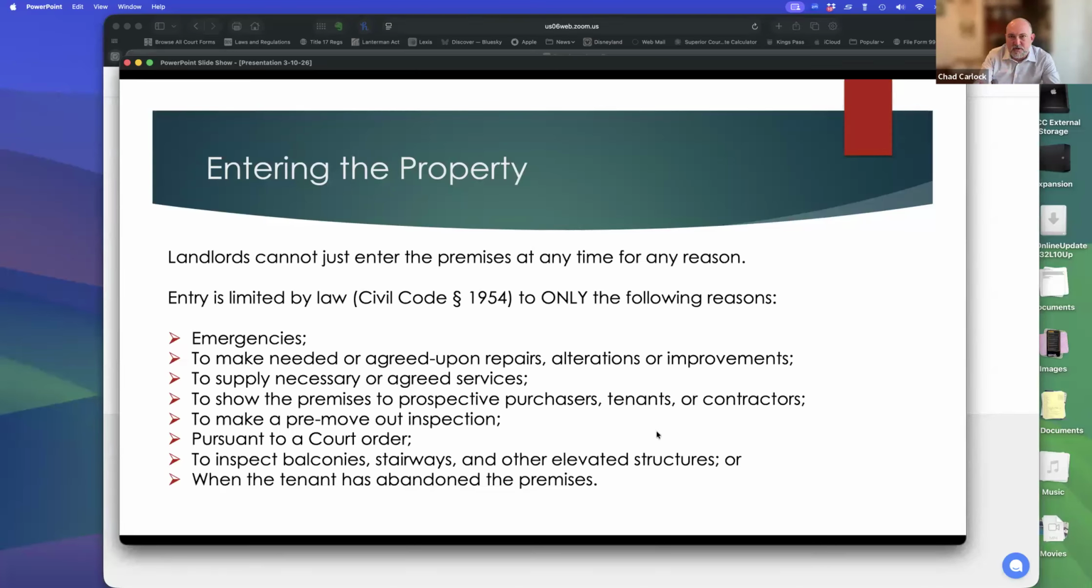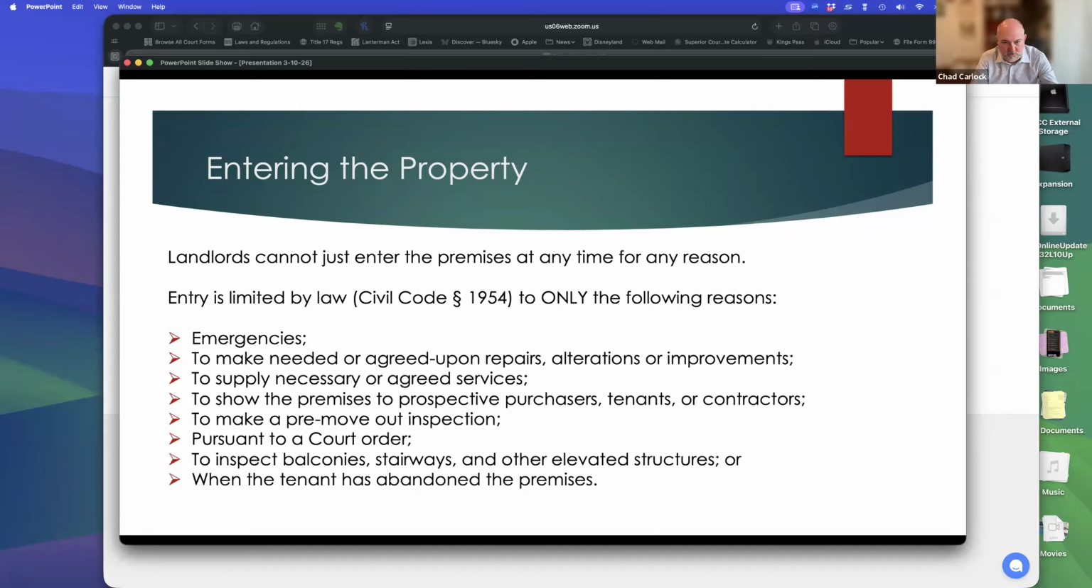You have to provide the required notice, which we'll talk about in a second, for any of these reasons if you're going to be entering. To show the premises to prospective purchasers, tenants, or contractors. Some work needs to be done.